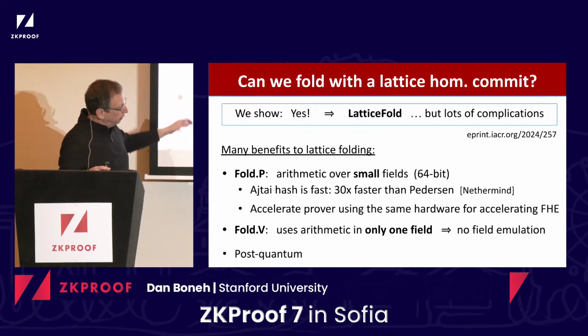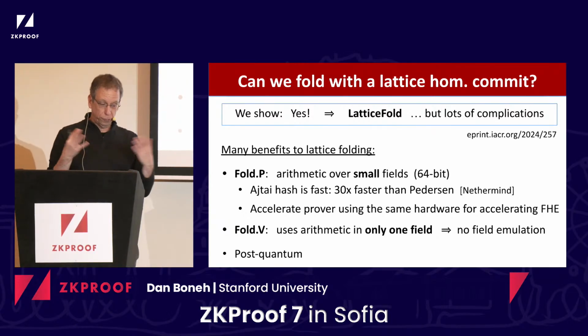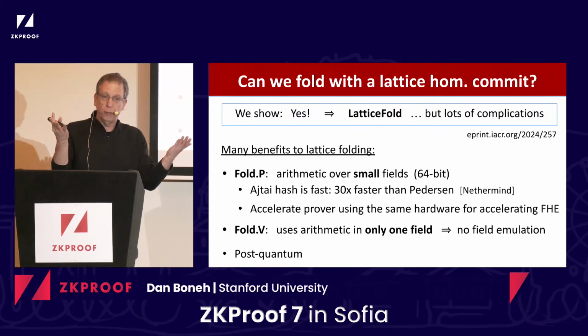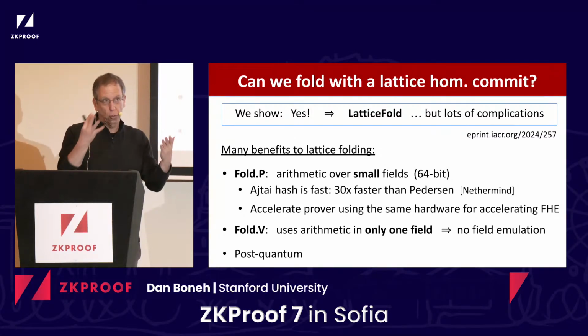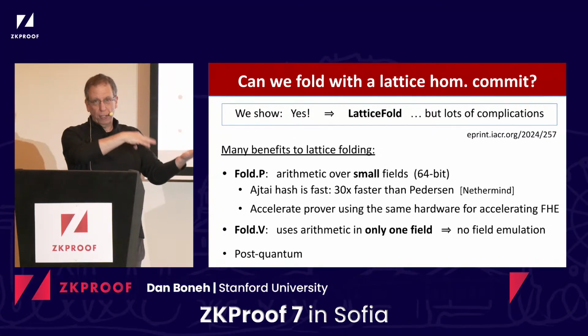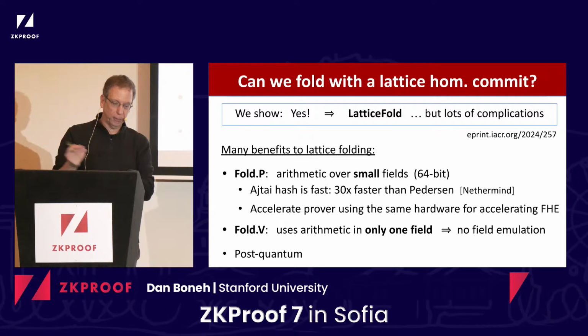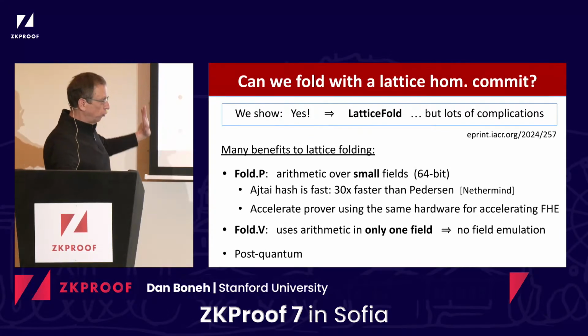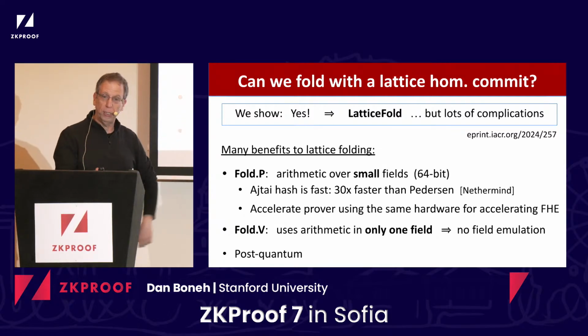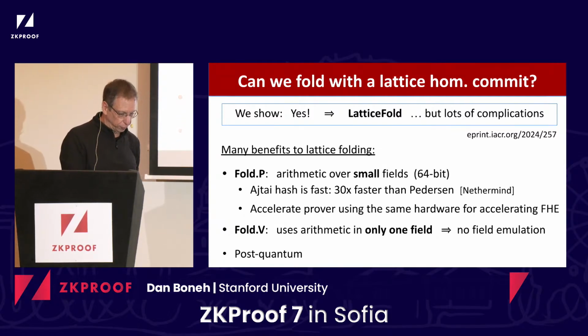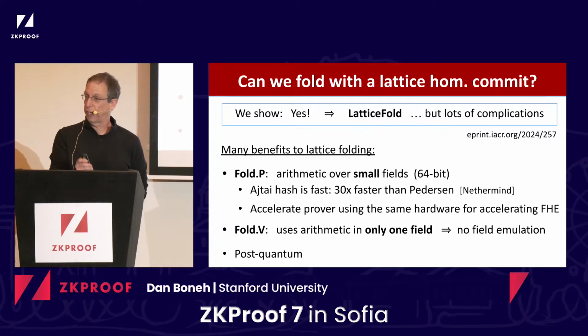The other nice thing about lattices is that you're only using one field. It's not like you have two fields as we did with Pedersen. Here, whatever vector you're hashing, the hashed vector happens to be in exactly the same field. So as a result, you don't have to do any field emulation. And as far as we know, at least we believe, this is post-quantum secure. Okay, good. So that's the goal. Now the question is how to do it.